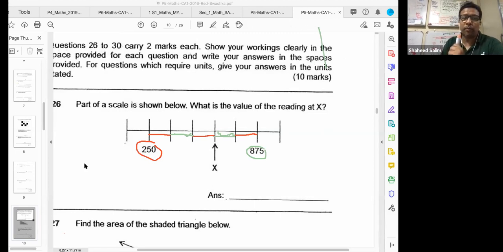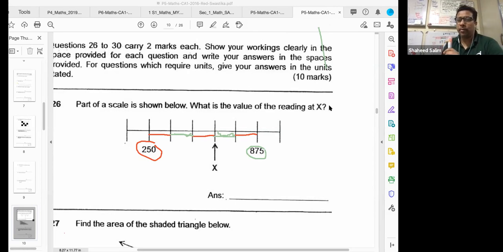Okay, those who have completed, what about Raidi? Have you completed, Raidi? Raidi, you have made a mistake, something is wrong. How many parts are there, Raidi? How many parts have you counted? 4. Hakap 5. 5, good. What's the difference between 875 and 250? Then do you divide the answer by 5?